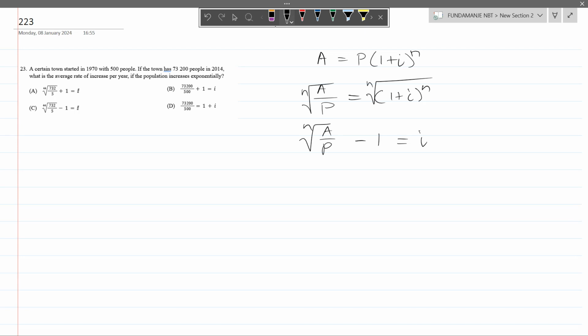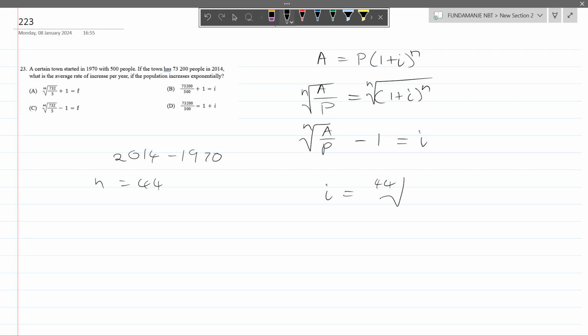Already I can see it's starting to resemble the format of some of the answers here. So the interest will then be, what is n? You should look at the period from 1970 to 2014. So if you say 2014 minus 1970, you'll find that the answer is 44. So if n is equals to 44, we can substitute that in.